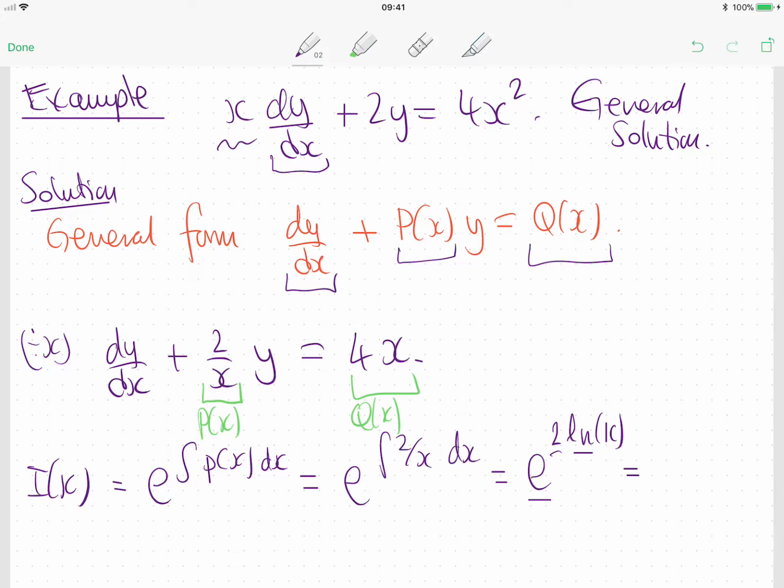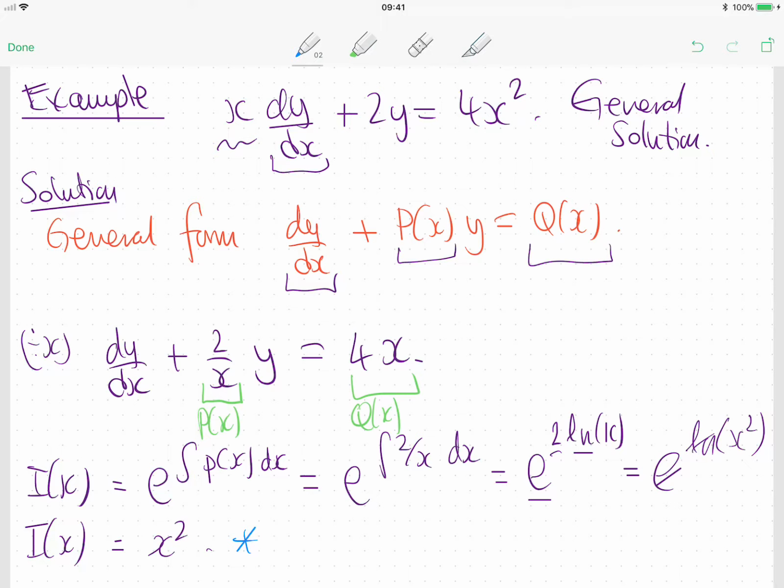So I need to use my properties of logs. This is the same as e to the power log of x squared. So this 2 can jump up onto the power, cancel off the e and the log, they're just the inverse of each other, leaving me with the integrating factor x squared. Okay, so that's the first part of the calculation, calculating the integrating factor.